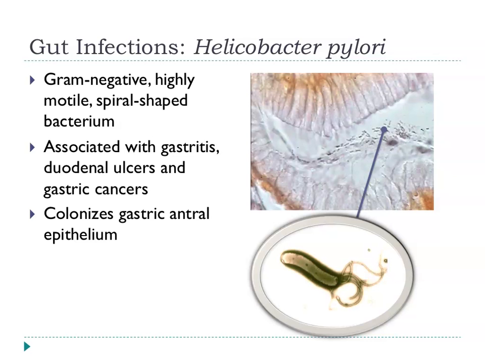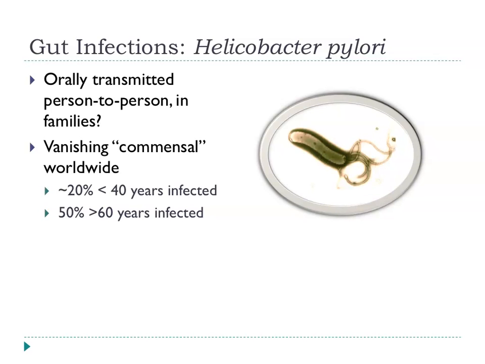It colonises the front part, the antrum of the stomach, and it colonises the epithelium there. We don't quite know how it gets around. It seems to be spread in families, kind of by direct person to person, maybe kissing, that kind of stuff. We're not really certain. But one of the strange things in epidemiological terms is this is an organism that's on the way out. Now, some people would argue it's a commensal, because if you go back in time, then perhaps the majority of the population carried this organism in their gut, in their stomach.